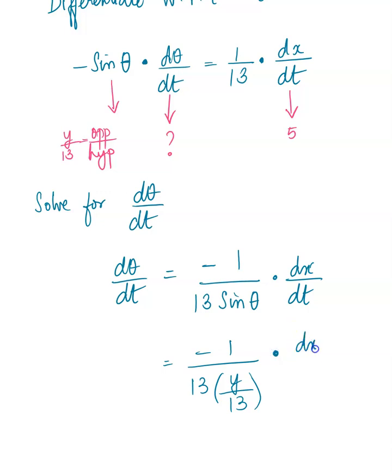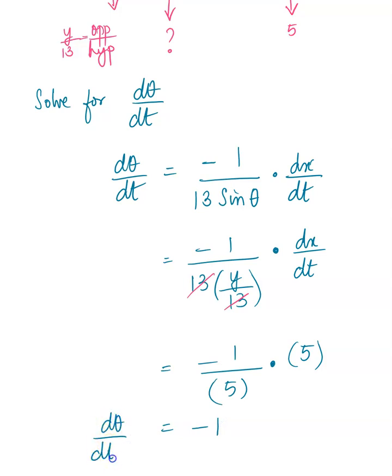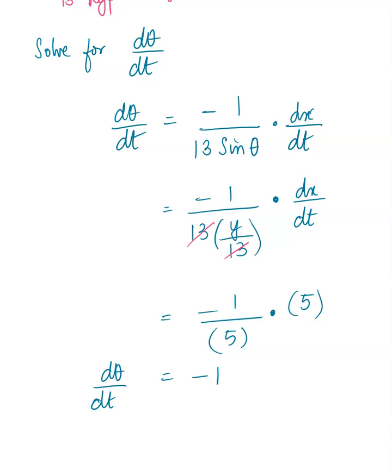times dx over dt. Now it's time for us to plug in all these values. In fact, the 13s can cancel off. So we just have negative 1 over y, and y was for that particular instant 5, times 5. So all that cancels off, that gives us negative 1 for d theta over dt. Now remember theta is measured in radians because they didn't talk about degrees there. Time is measured in seconds and theta is measured in radians. So negative 1 radian per second.